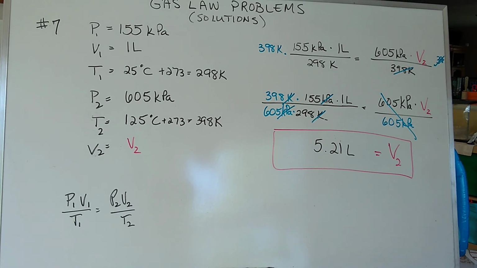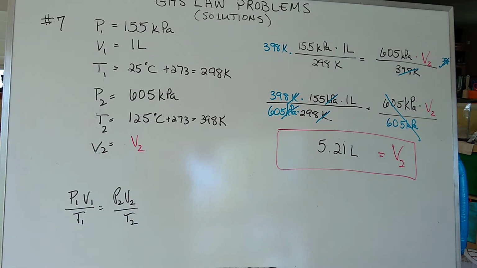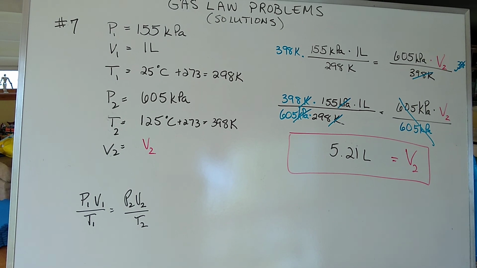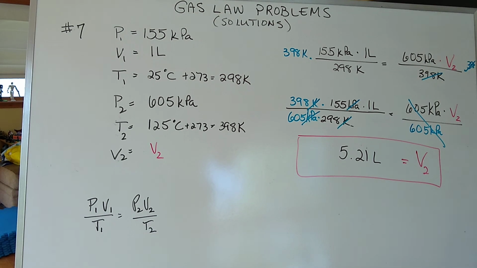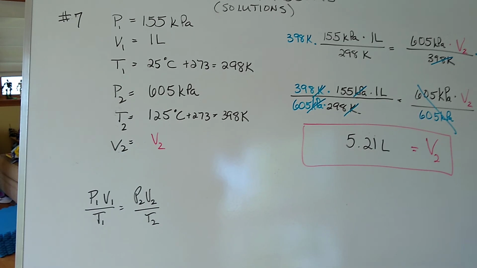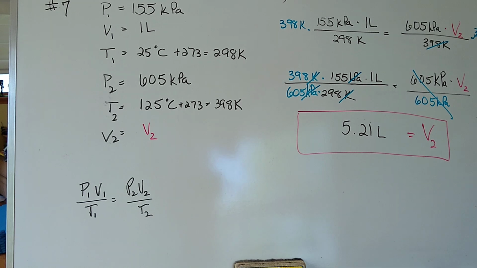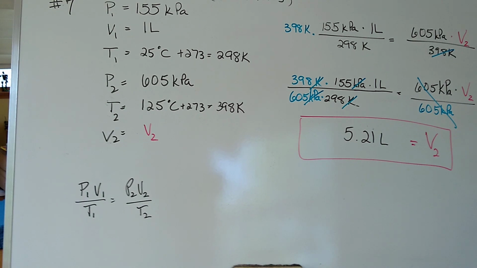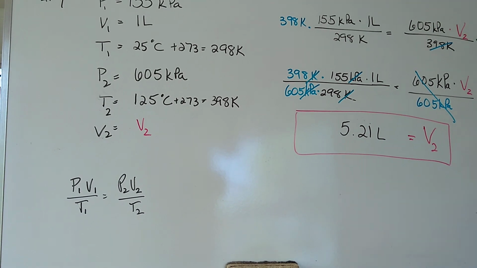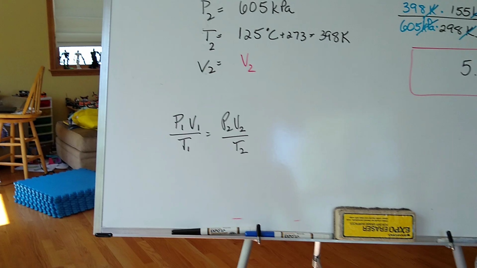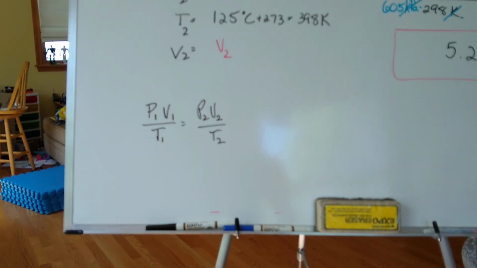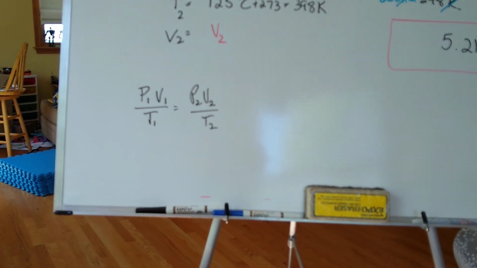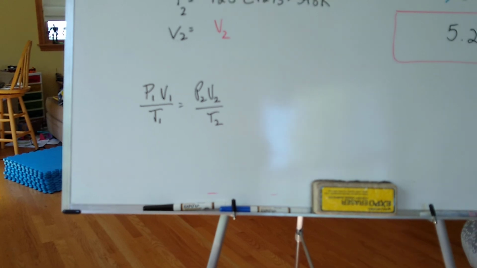And the final problem, number 7. The question says a gas at 155 kilopascals and a temperature of 25 degrees Celsius occupies 1 liter container. If the pressure is increased to 605 kilopascals and the temperature is increased to 125 degrees Celsius, what is the new volume? Again, we're using our combined gas law. Pressure 1 times volume 1 divided by temperature 1 is equal to pressure 2 times volume 2 divided by temperature 2.